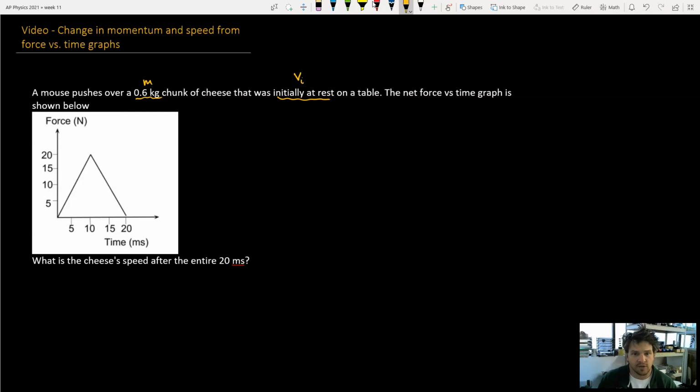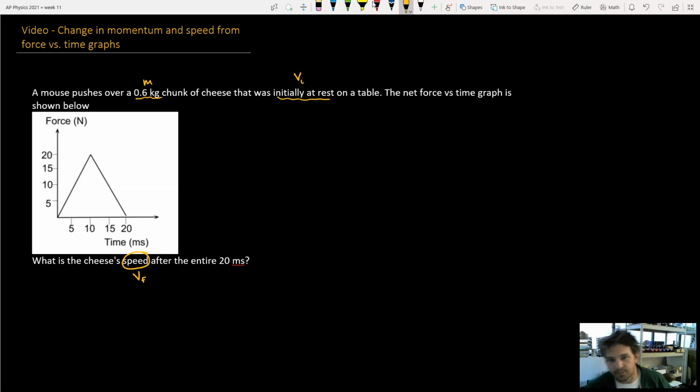The force versus time graph is given below, and just a quick little alert that the time is in milliseconds, right? So what is the cheese's speed? I'm solving for how fast it's going at the end after this whole 20 milliseconds.